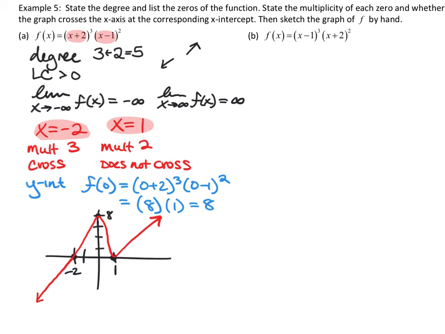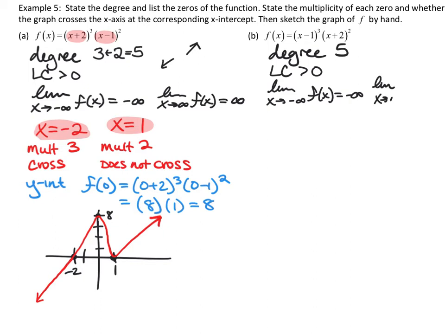Okay, let's do b together. The degree of b is 5 because it has multiplicity combined of 5. This one's leading coefficient again is going to be greater than 0 because there's no negative number I'm multiplying in the front, which means we're going to have end behavior as x approaches negative infinity going down, and as x approaches positive infinity, positive infinity. So something like that.